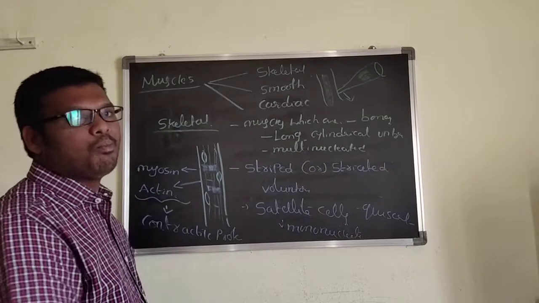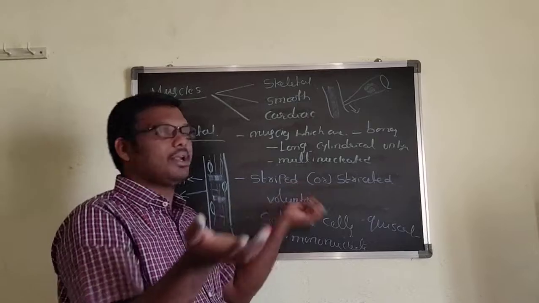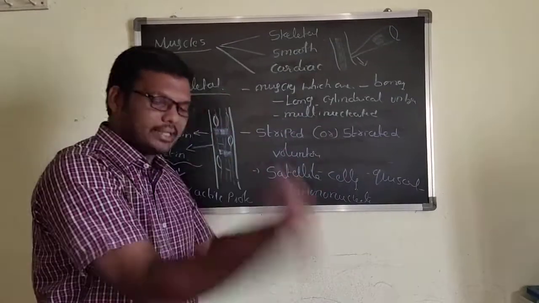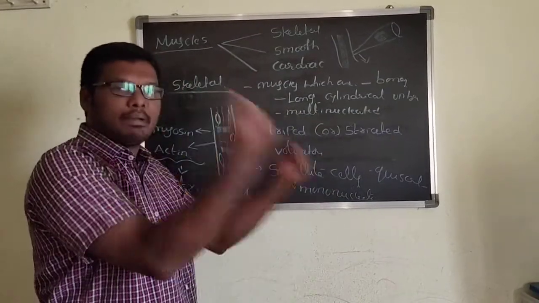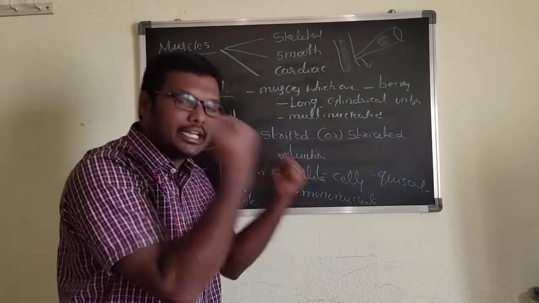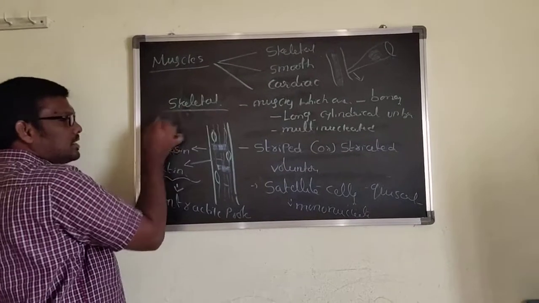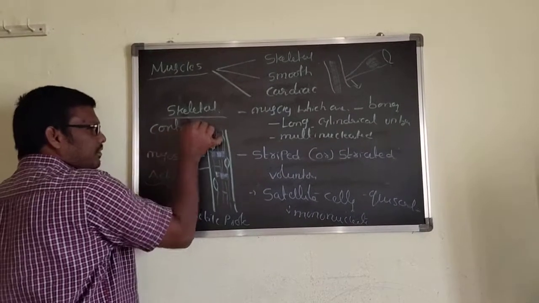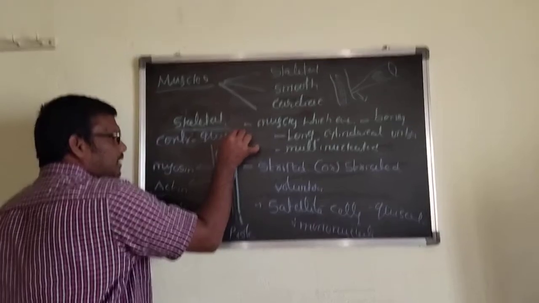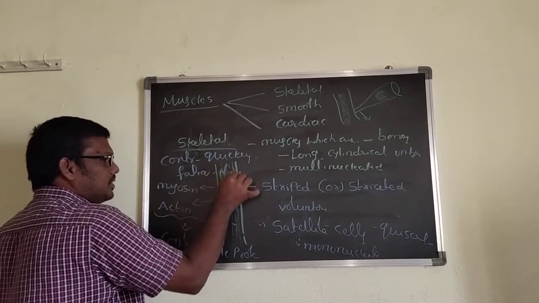And a very, very important one: suppose this is the skeletal muscle. If you go to a gym and do like this, the skeletal muscles contract very quickly and fatigue also very quickly. I can write here: skeletal muscles contract very quickly and fatigue very fast.